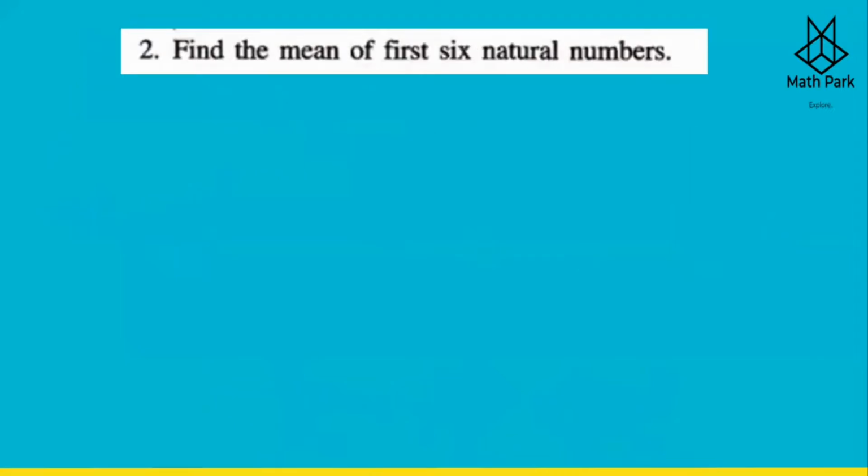Question number 2, the mean of first 6 natural numbers. The smallest natural number is 1. So the natural numbers begin from 1 and the numbers are 1 to 6. Again, we have the formula: it is 1 by n sigma i equals 1 to n xi. So there are 6 natural numbers.